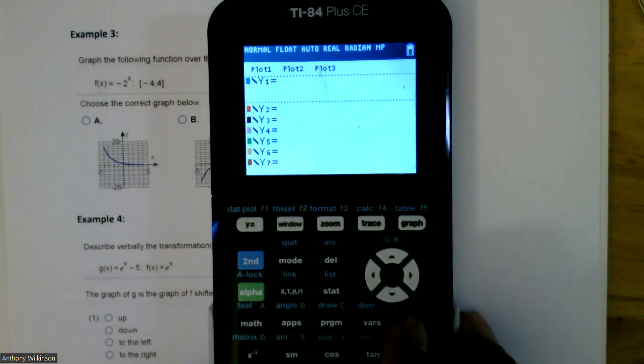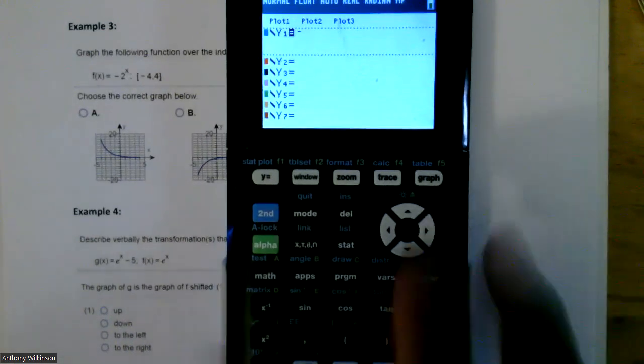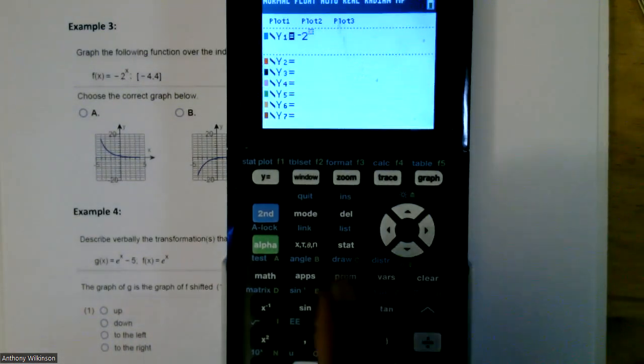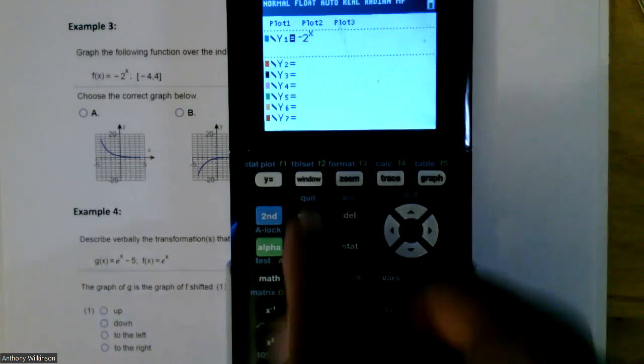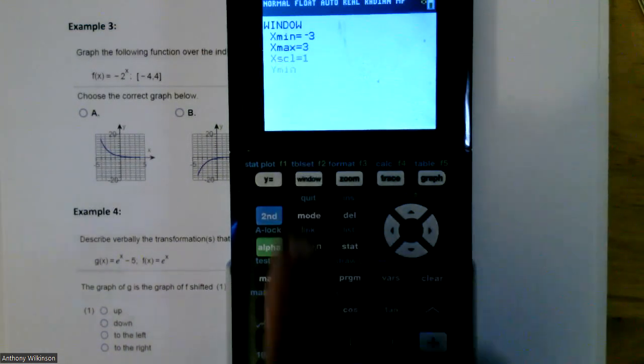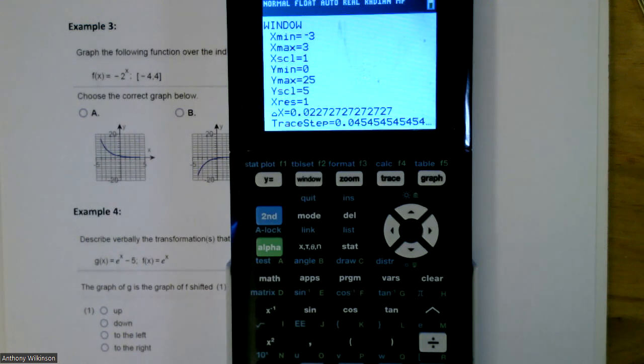All right, so here we go to y equal 2. Let's clear this equation out. The negative key is at the very bottom of your calculator. Press that, and then 2, press the hat key, X,T,theta,n for your x. Now let's go to window. We're going from -4 to 4. So the -4 for your x min, x max will be +4, x scale will be 1.